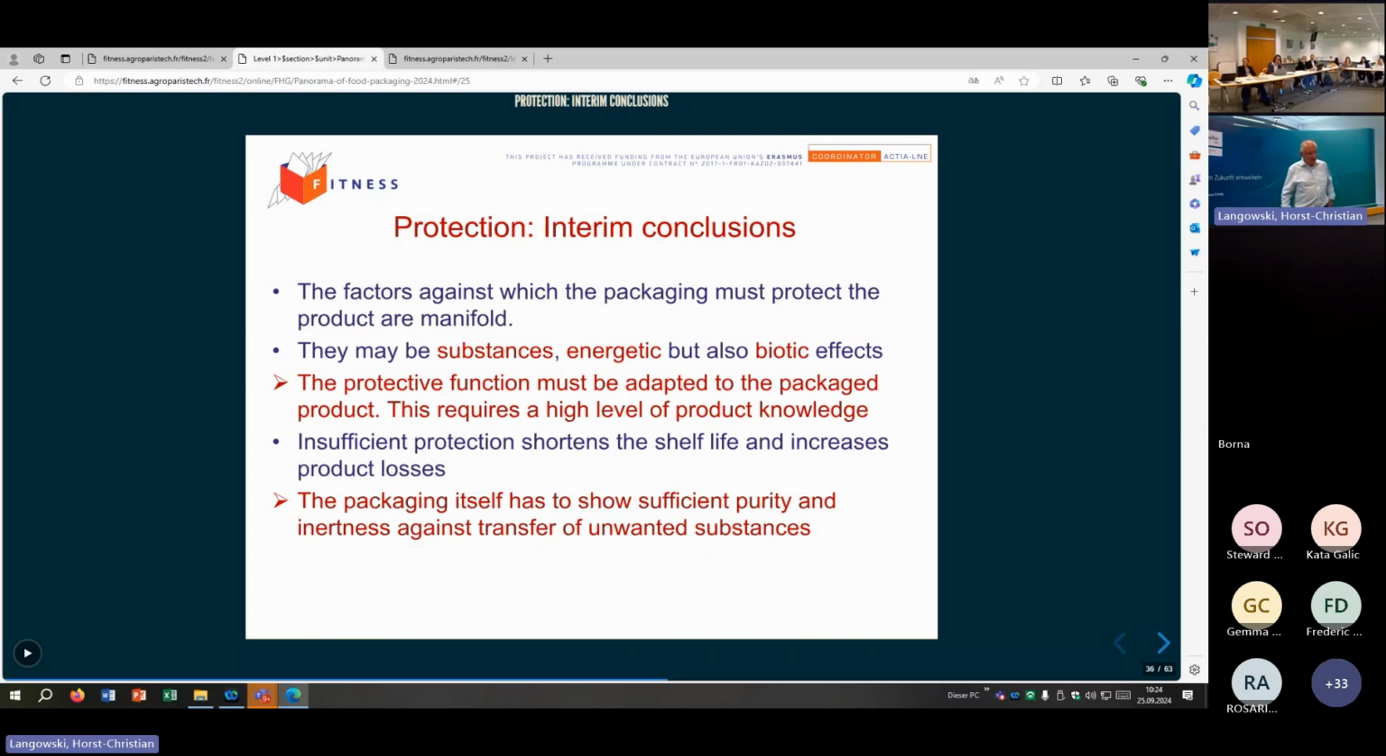Good, so some interim conclusions. We have substances to protect the product from. We have energetic effects like light, for instance, or heat. We also have biotic effects like insects or microorganisms. It's a very important part of packaging knowledge to understand the interaction between the function of the package and the requirements of the packaged goods. As a result, if we fail in protecting, we increase product losses. And the packaging must itself be safe enough to package.